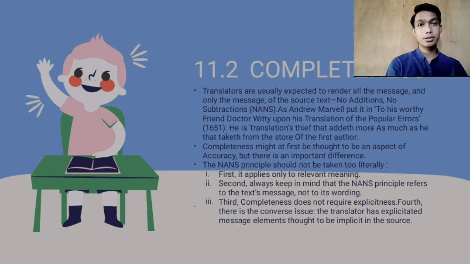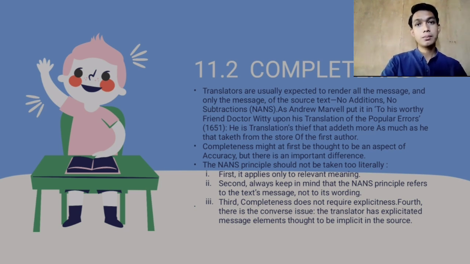Unless specifically asked to write a summary or a case, translate only a part of a document, or provide an adaptation like image, change in content, a translator is normally expected to render all the messages from the source text without addition and without subtraction, or what we often call NANS or NANS. As Andrew Marvell put it in his letter to his worthy friend Dr. Wedi, who opened his translation of the popular errors in 1651, his translation tipped that he did more as much as the dead take from the store of the first author.